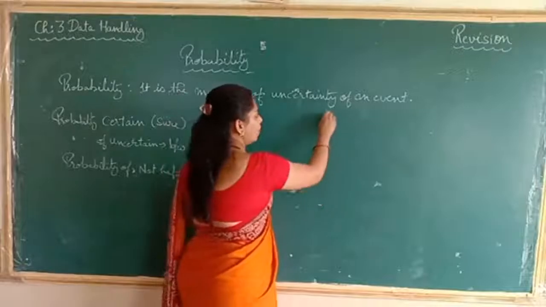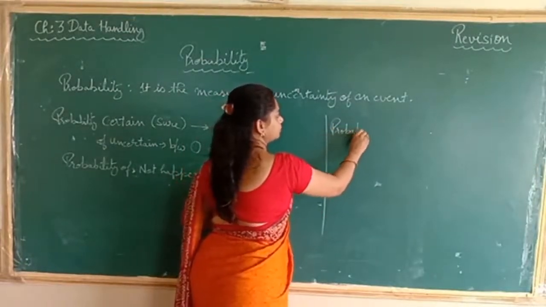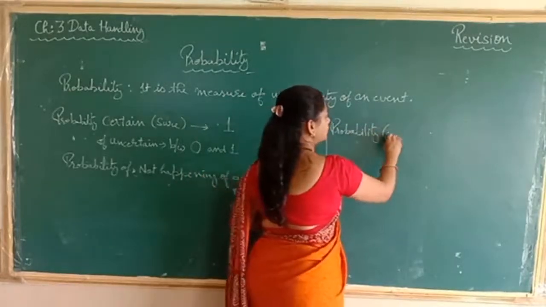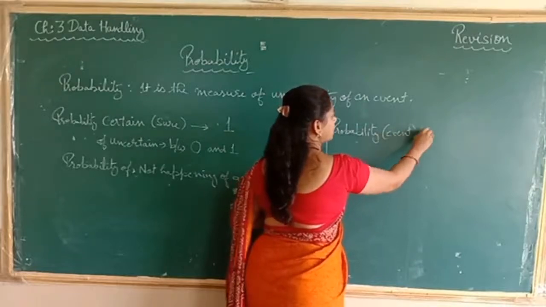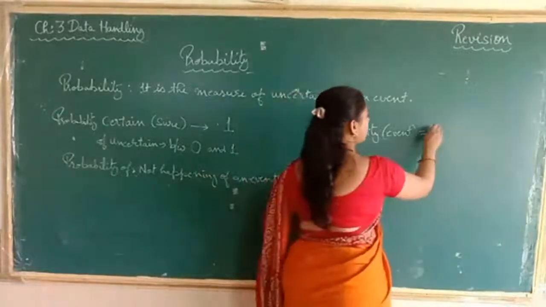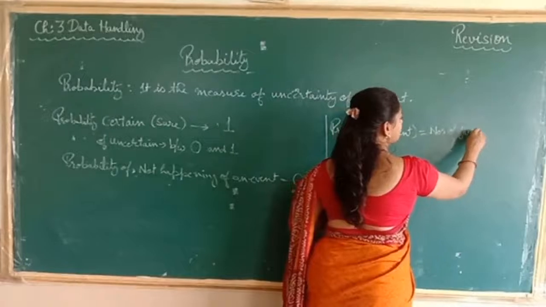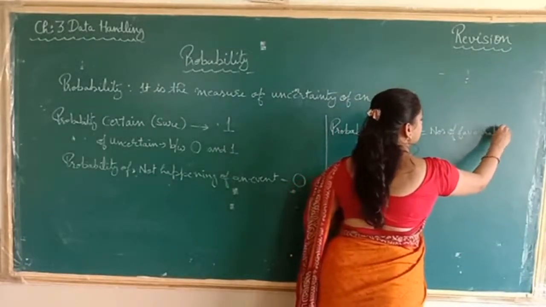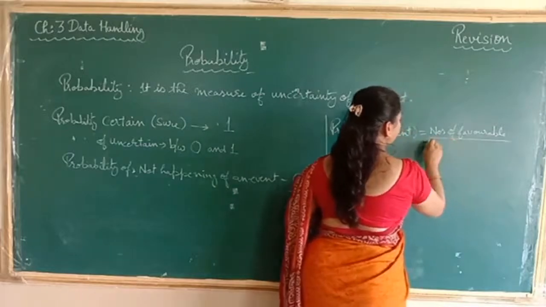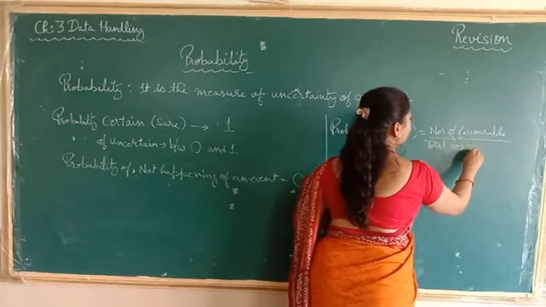Now the formula for finding probability. Probability of an event is equal to the number of favorable events upon the total number of events.